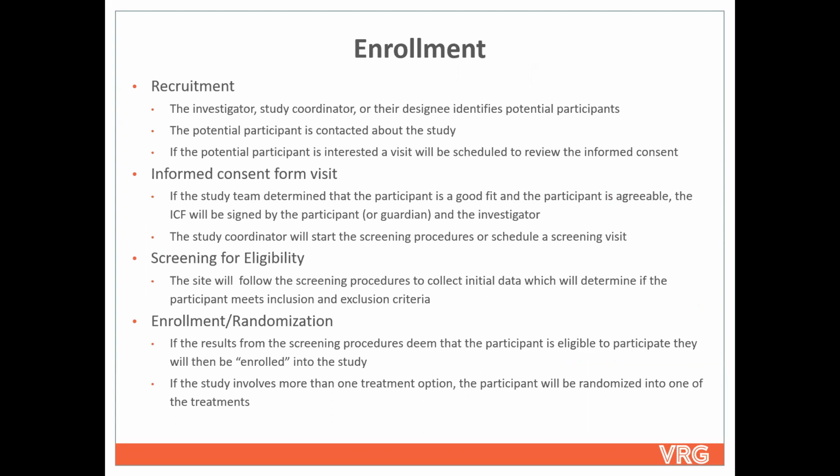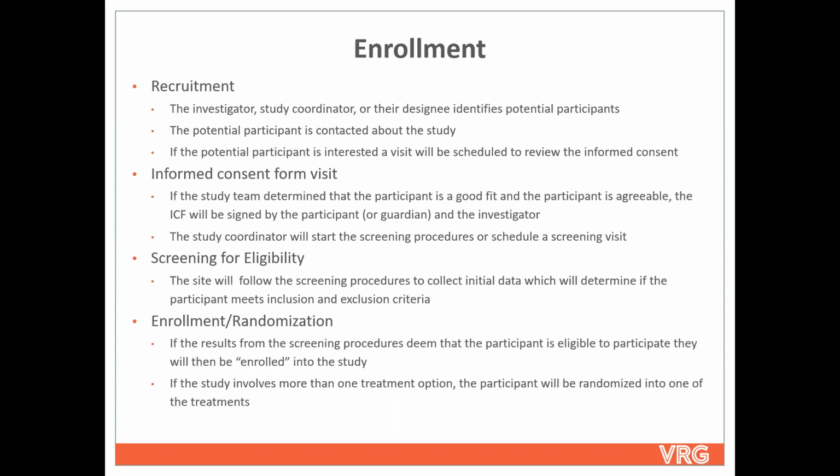So when starting with enrollment, the first portion of enrollment is recruitment. And this is where either the investigator or the study coordinator or whoever is determined at your site as a designee will identify potential participants. So they may look through your medical records and say, oh, this person looks like they'd be a good participant for the study. And then once you've identified potential participants, somebody at your center needs to make contact with that participant to see if they're interested.